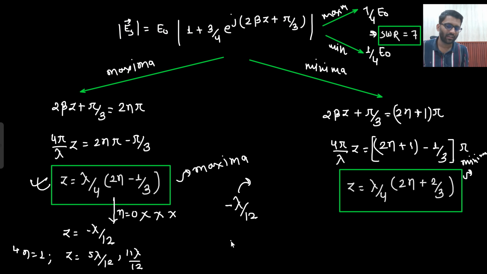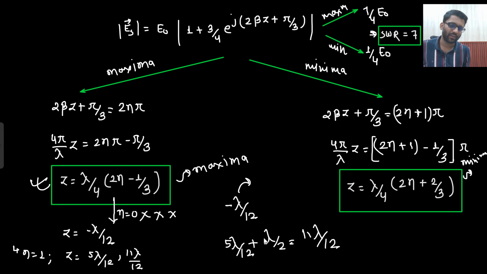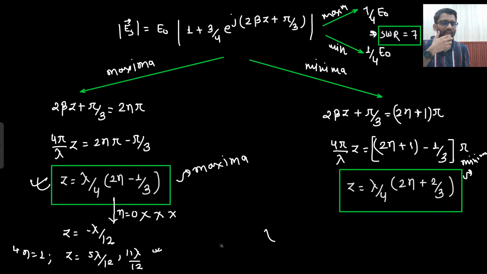Here you can do the same thing. 5 lambda by 12. Then if I add lambda by 2, what are you going to get? If I multiply 6 here, then it will be 12. So 11 lambda by 12. So this is the second one, 11 lambda by 12. So in that manner, you can calculate.